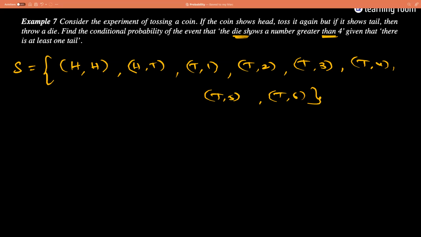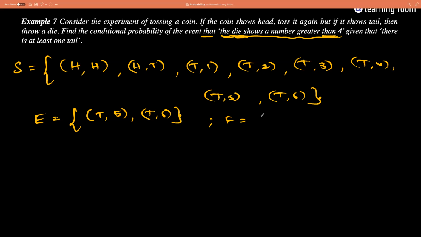No, sir, but given that... find the conditional... I'm sorry, it is my mistake. Find the conditional probability that after that the die shows greater than 4. So E should be greater than 4. If you need the die to come into picture, what should be the first element? It should be a tail. So T5 and T6. Am I right?